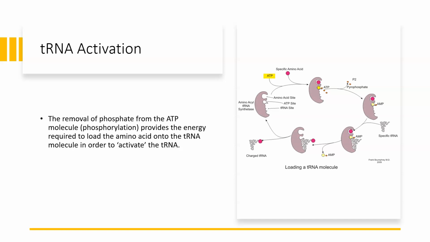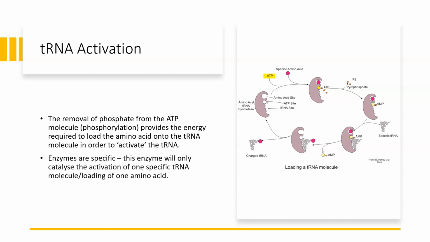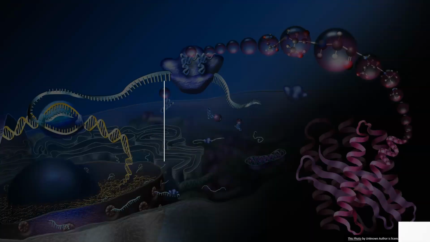So how does this happen? The removal of phosphate from the ATP molecule, phosphorylation as we know, provides the energy required to load the amino acid onto the tRNA molecule in order to activate it. Enzymes are specific. This enzyme will only catalyze the activation of one specific tRNA molecule, therefore loading one amino acid. So that's how these are specific to each amino acid.